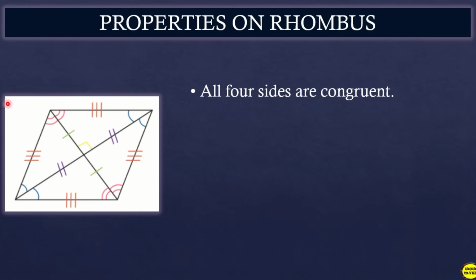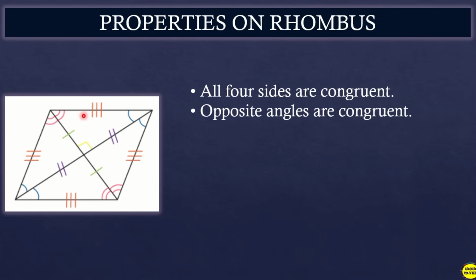So, ito pong apat na sides, since we have four sides of a rhombus, then all of the sides of this figure are congruent. Next, another is opposite angles are congruent. So, when we say opposite angles, ito yon, opposite siya dito. And this one, opposite din siya dito. Okay, so this angle and this angle are congruent as well as this and this. So they are also congruent.